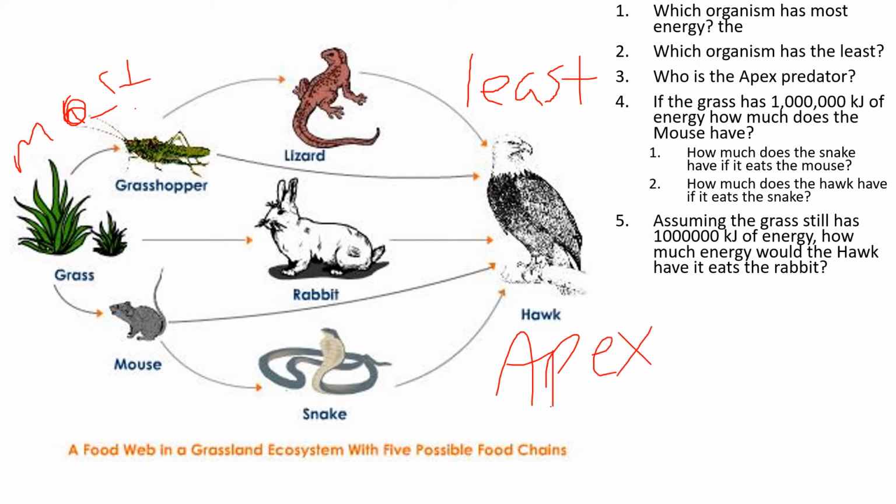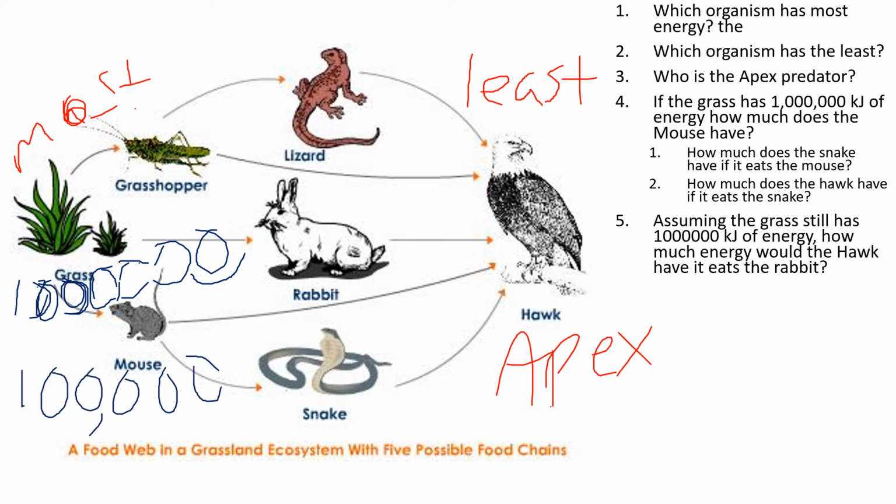And if the grass has 1 million kilojoules of energy, how much does the mouse have? So if the grass has 1 million, 1, 2, 3, 4, 5, 6. Sorry, you guys, you can't see those zeros. If the grass has 1 million, we are going to move that decimal place over to the left in order to find the mouse's energy. So the mouse is going to have 100,000 kilojoules of energy, because the grass can only transfer 10% of its energy to the mouse.